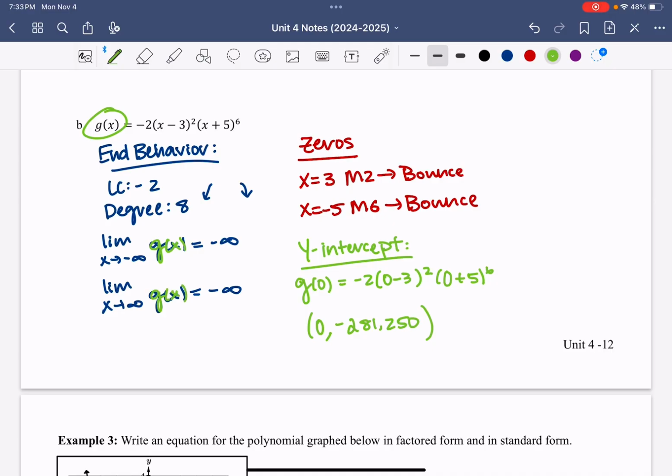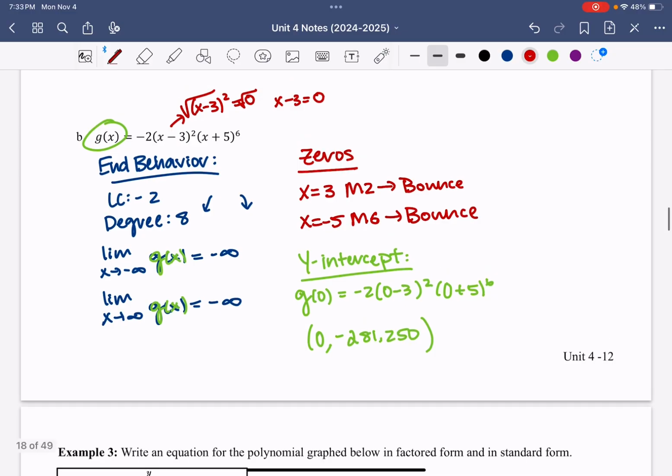Okay, this was already given to us in factored form, so that made it very easy to find our zeros. First we had x minus 3 squared. When I set that equal to 0, the multiplicity doesn't truly matter because I would just square root it anyways. The square root of 0 is just 0, so x minus 3 would be equal to 0. So that gives us a zero of 3. It has a multiplicity of 2, which means that it would bounce there. And then for x plus 5 as a zero, it has a multiplicity of 6, which also means that it bounces.